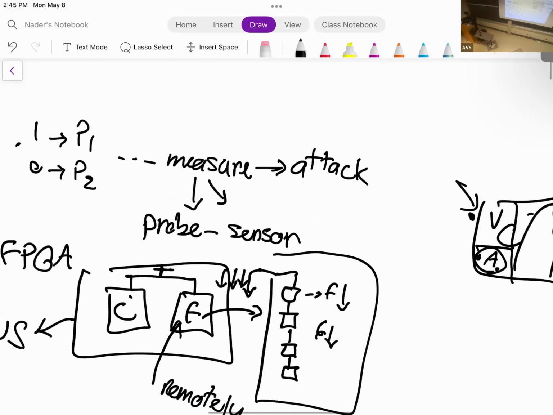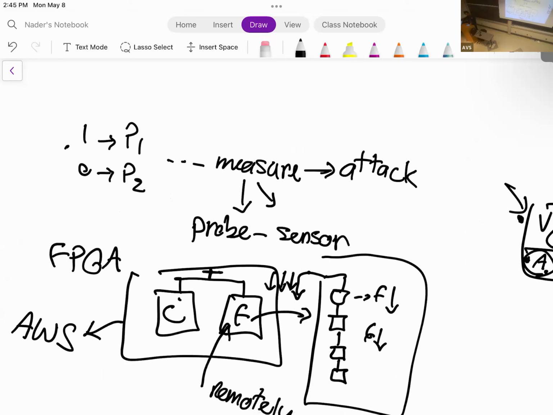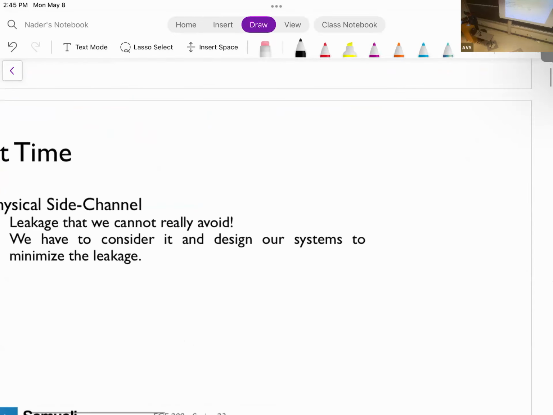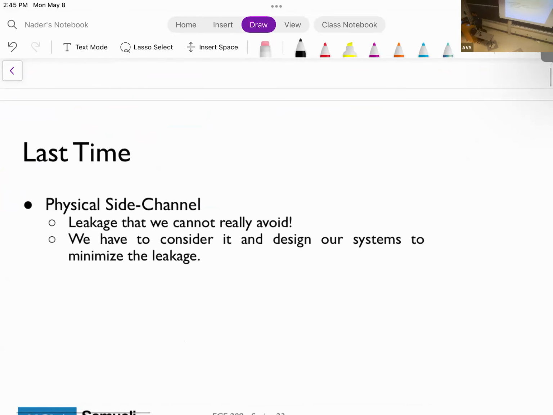But what I want you to learn is that there is this fundamental phenomenon, and it can be used in the adversary's benefit in various different ways: physical measurements, remote measurements, FPGA measurements, sensor measurements, all of those things. Okay? Any questions? All right. So that's it with physical side channels.